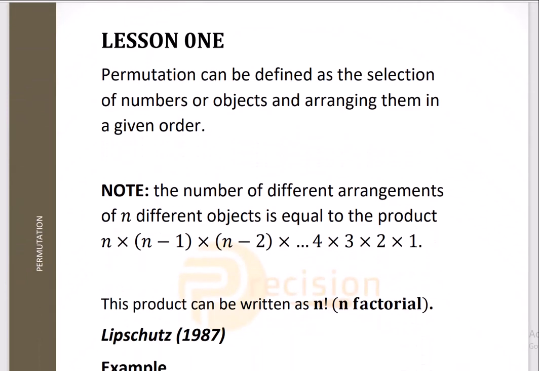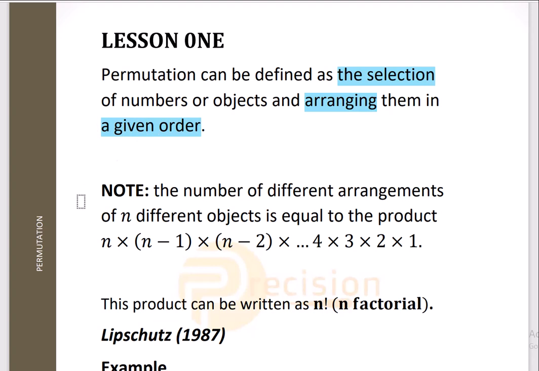Okay, so this is the first lesson on permutation. Let's get right into the class. Take note of a lot of information, then we'll go ahead to solving questions. According to the definition, permutation can be defined as the selection of numbers or objects and arranging them. So when you select them, you arrange them in a given order. It has a paradigm which it follows. If you're confused about this, just relax a moment.